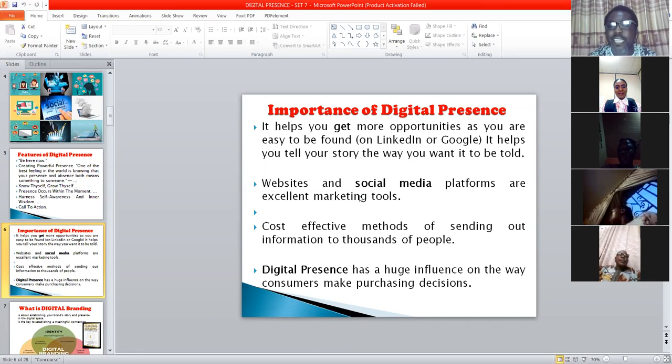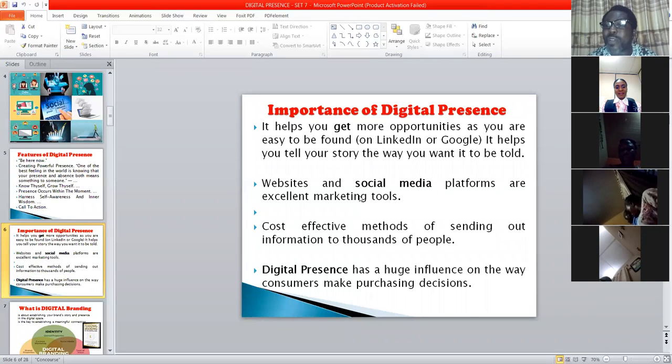Cost-effective methods of sending out information. Thousands of people, of course. I only made the poster before you came here. You only saw a single poster. Is that single one we kept on sharing? Thousands of people. If it had been in the physical world, you know how many posters we would have given out? Once you collect one, it's gone, we'd be giving out different posters to different people. But now it's just a single poster. And that is why you have learned graphics.